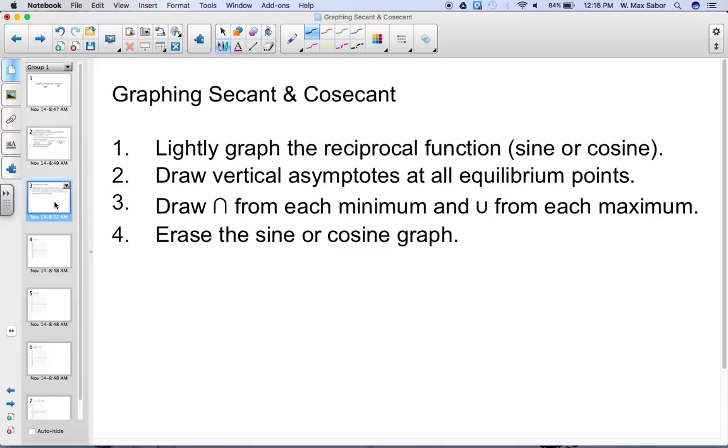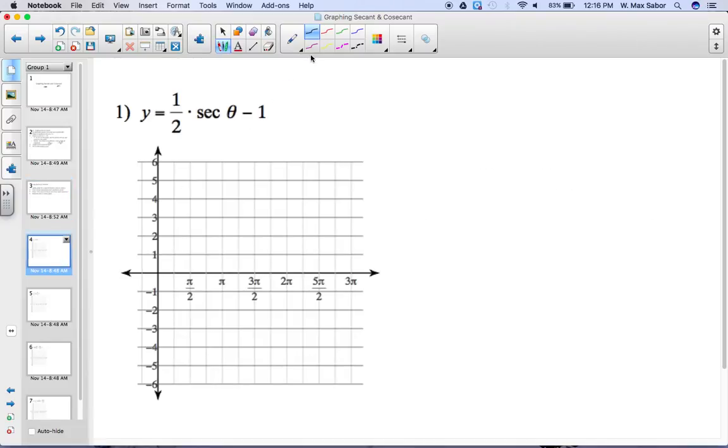So how do we change this for graphing secant and cosecant? Well, we're first going to graph sine or cosine. Then all of the equilibrium points are going to turn into vertical asymptotes. And from each minimum and maximum, you're going to draw U's and upside down U's. Lastly, erase the sine or cosine graph. So I'm going to use different colors.